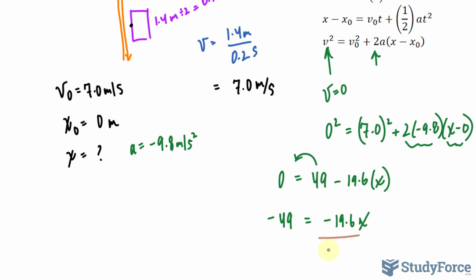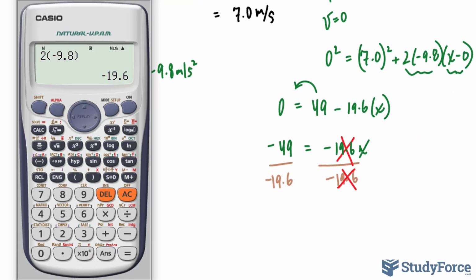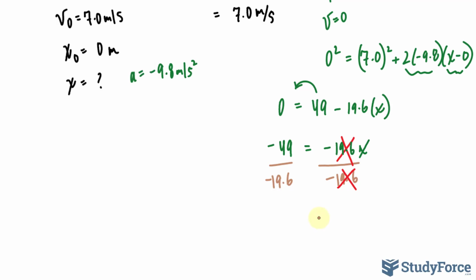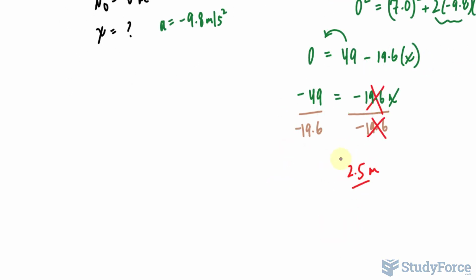Dividing both sides by negative 19.6, this and that cancel out, and we should end up with an x value that is positive. So negative 49 divided by the answer we just got, and that is 2.5 meters. Let's interpret this value.